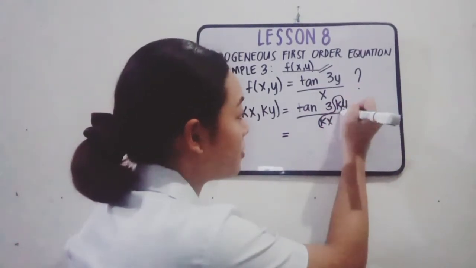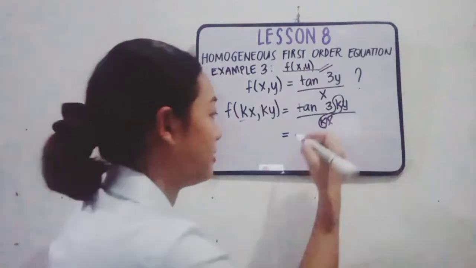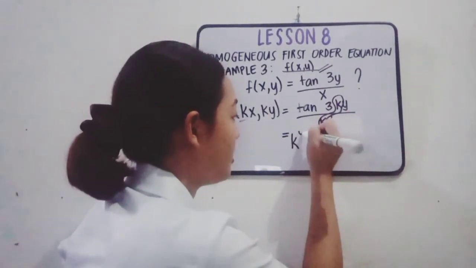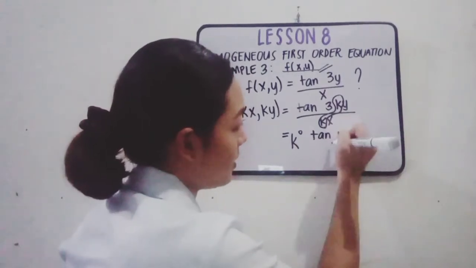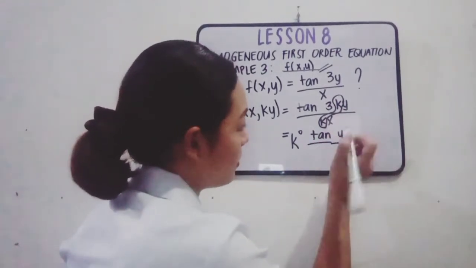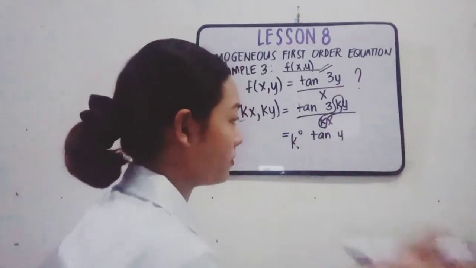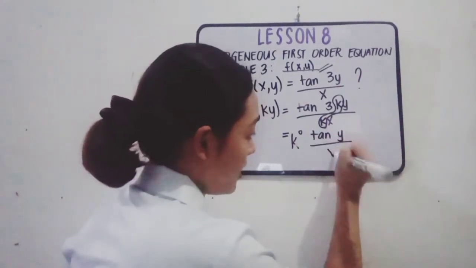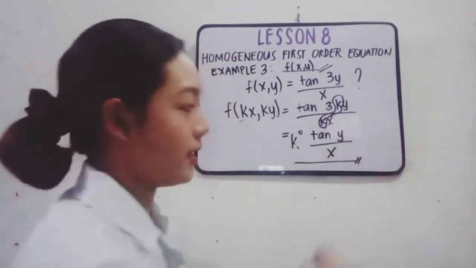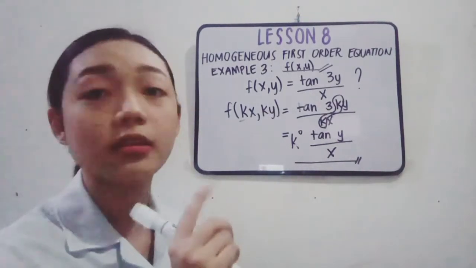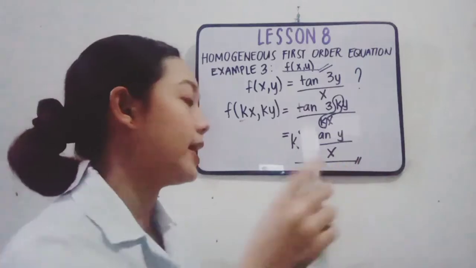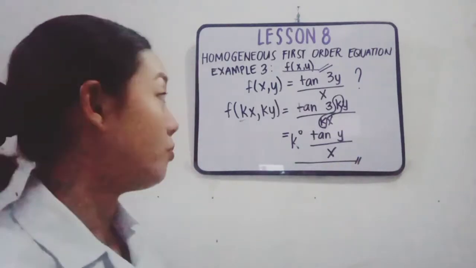Since the k is a common factor, we just combine them. So what happens is k to the degree of 0, tan of y over x. And this could be our answer. This k to the degree of 0, tan of y over x, it is homogeneous.